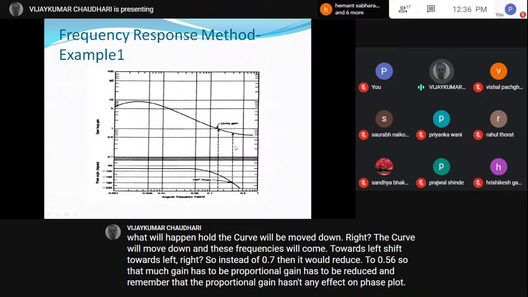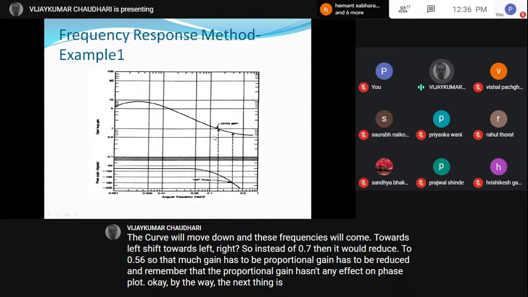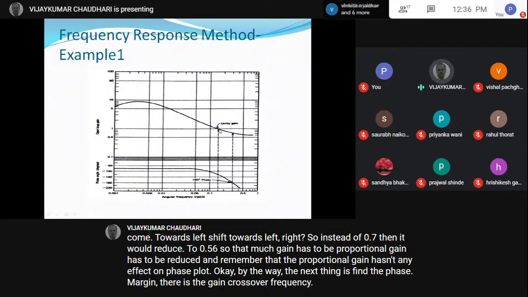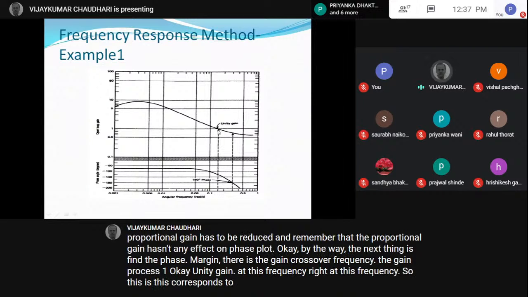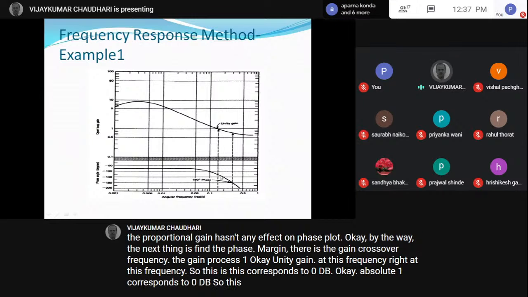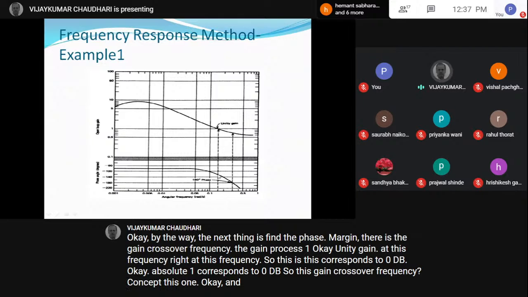By the way, the next thing is to find the phase margin. Where is the gain crossover frequency? The gain crosses 1, unity gain, at this frequency, right? So this corresponds to 0 dB. Absolute 1 corresponds to 0 dB. So this gain crossover frequency comes at this one, and this seems to be 160 or something like that.